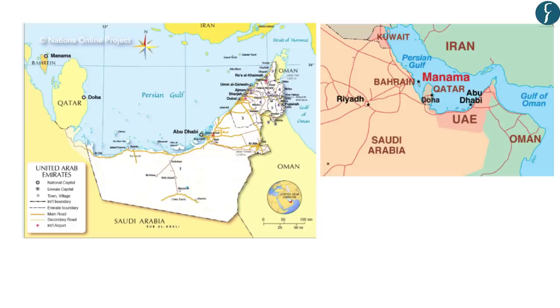Now, in the backdrop of the Prime Minister receiving the Order of Zayed and the King Hamad Order of the Renaissance, both by UAE and Bahrain, in this context, you must know the location of both UAE as well as Bahrain. As you can see, this is Bahrain and this is UAE. And both Bahrain and UAE lie adjacent to the Persian Gulf. So this becomes an important aspect from your prelims examination.